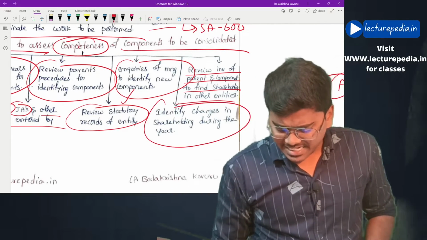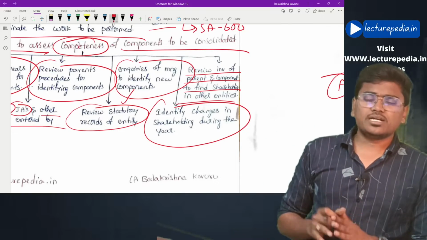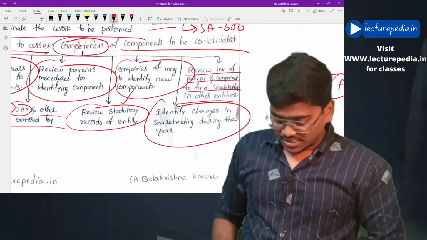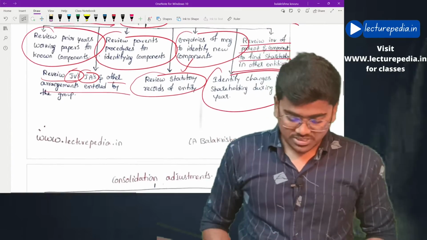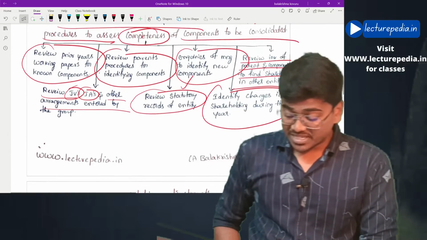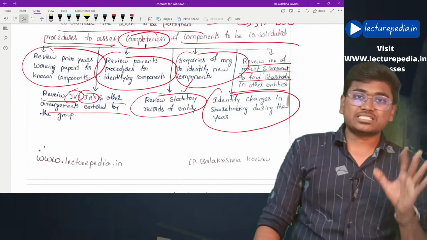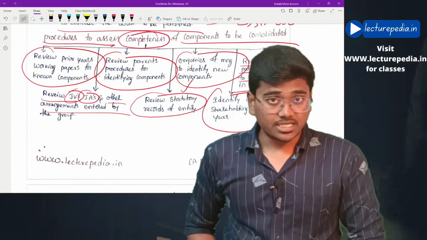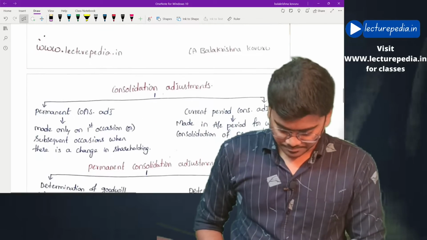Next, identify changes in the shareholding that have taken place during the year. All these audit procedures the auditor can perform in order to determine the completeness of the components that have been included in the consolidated financial statements.